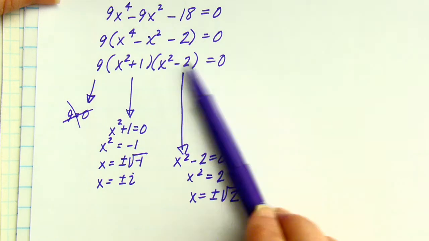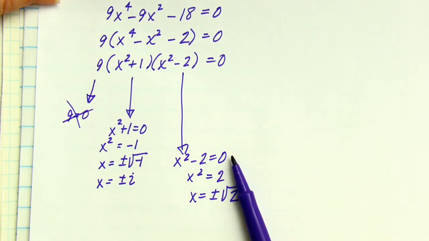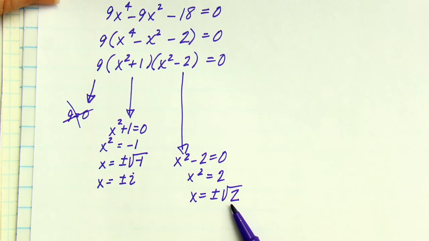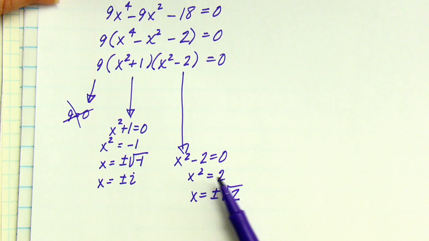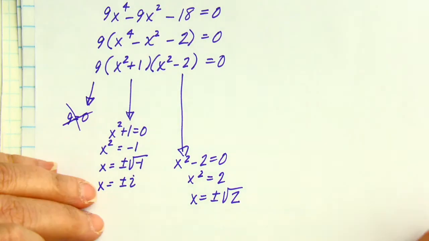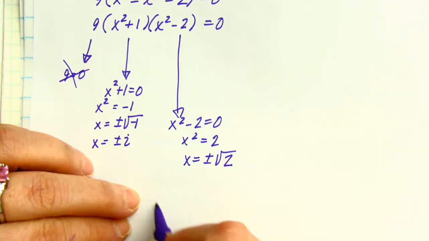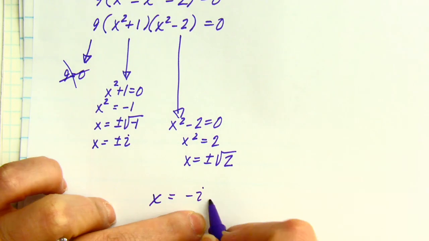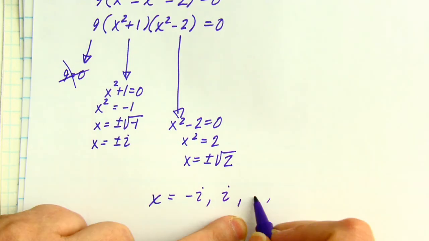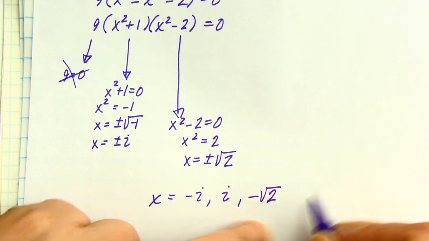And then over here, x squared minus 2 could be 0 if x is the square root of 2, positive or negative, right? So I do x squared minus 2 equals 0. Take the 2 over, take the square root. And so I'm going to give my list of answers for x. x equals negative i, positive i, negative root 2, and positive root 2.